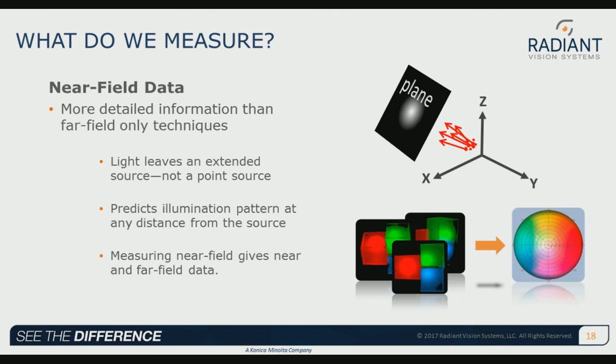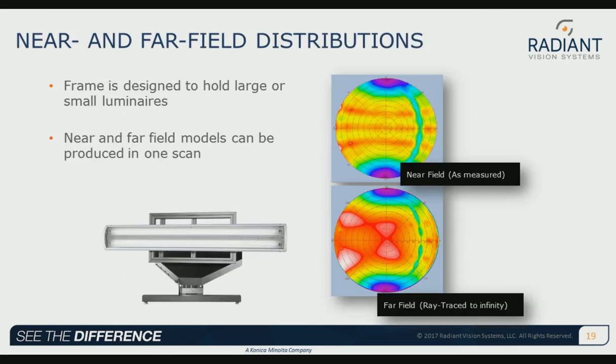The NFMS measures near-field data. It gives you more information than your far-field-only measurement because it doesn't treat your light source as a point. It considers that spatial information of where your light is originating, and it can predict the illumination pattern at any distance from the source. By measuring the near-field data, we're able to get both that spatial data that you need for software modeling from close up to mid-range to far away, and that angular data you need for IES files.